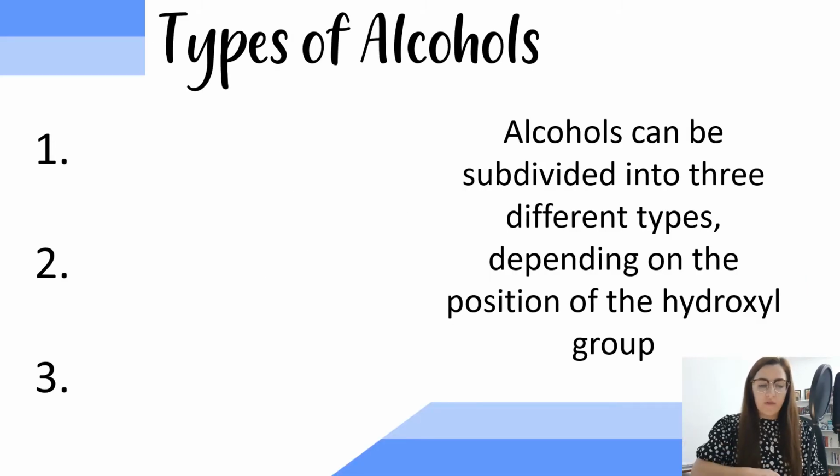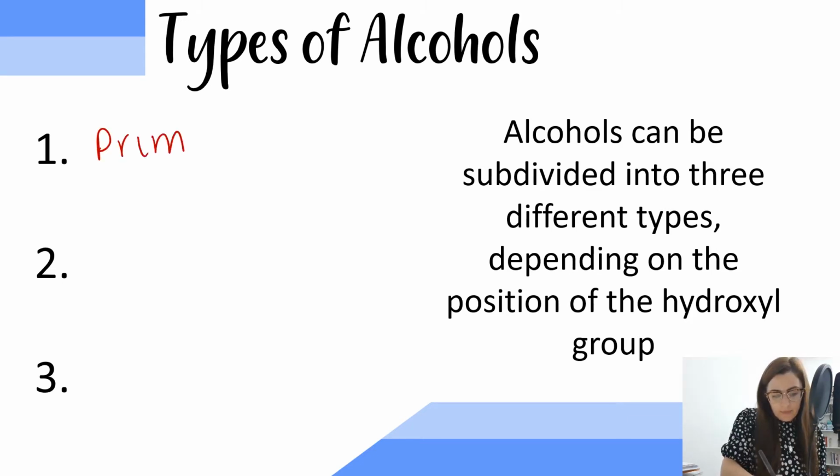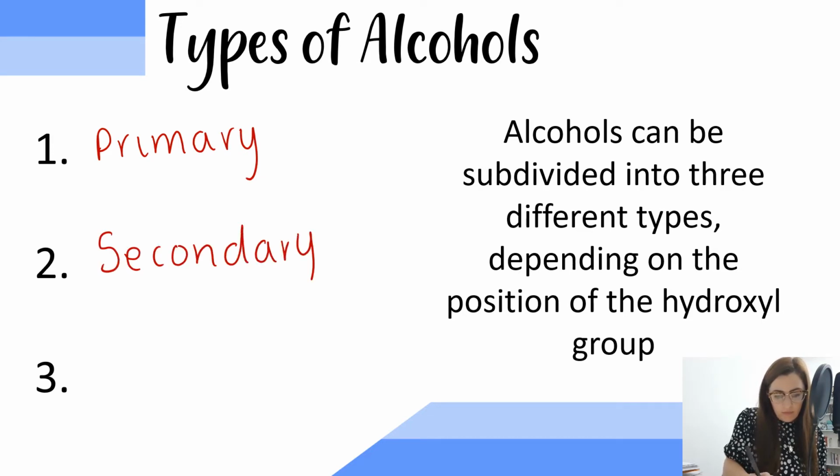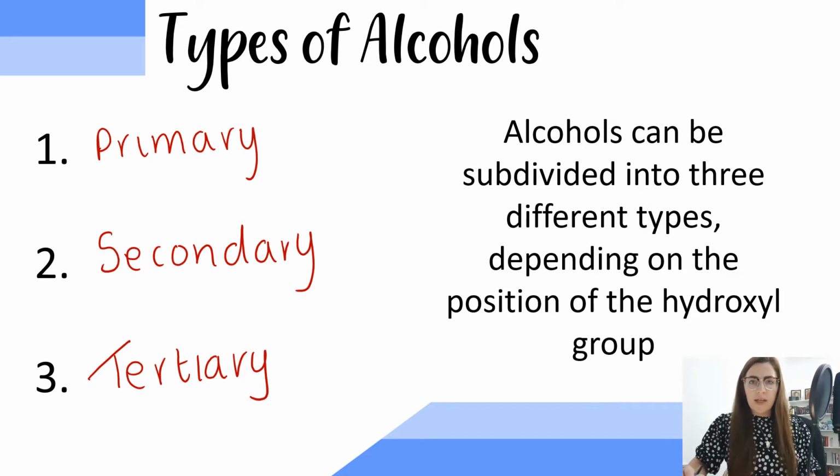So the first thing we're going to look at is different types of alcohols, and there are 3 different types or categories of alcohols. There is primary, secondary, and tertiary. And an alcohol is placed into one of these 3 groups depending on the position of the hydroxyl group.